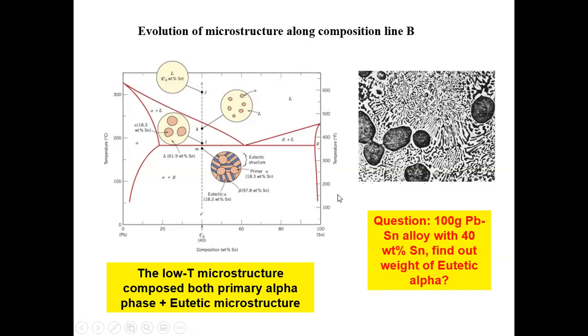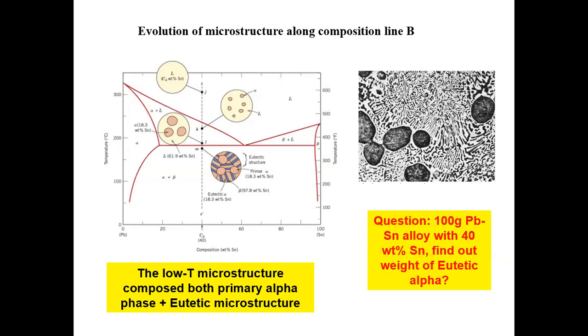Okay, but I can outline an idea for you. First, you have to do this in 2 steps. Okay, following this pathway, you start with this, and at this point, can you compute the amount of the globular alpha or primary alpha and the remaining liquid right before the transformation? Using the globular, can you compute that? Yes, I think 61.9 minus 30 divided by 61.9 minus 18.3.